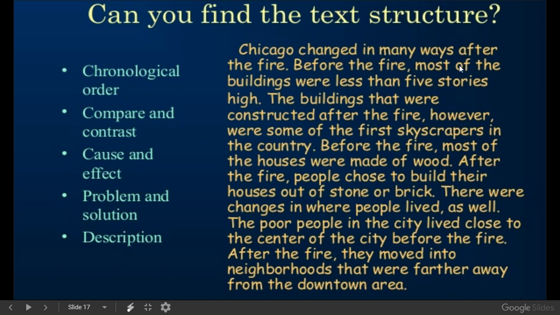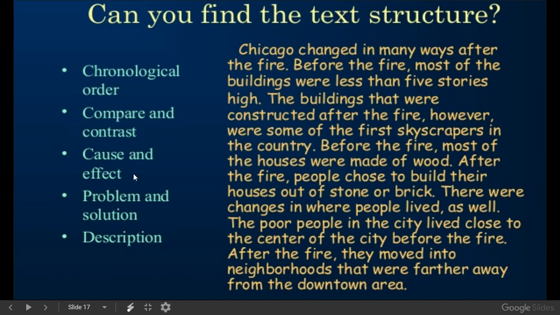Chicago changed in many ways after the fire. Before the fire, most of the buildings were less than 5 stories high. The buildings that were constructed after the fire, however, were some of the first skyscrapers in the country. Before the fire, most of the houses were made of wood. After the fire, people chose to build their houses out of stone or brick. There were changes in where people lived as well. The poor people in the city lived close to the center of the city before the fire. After the fire, they moved into neighborhoods that were further away from the downtown area.